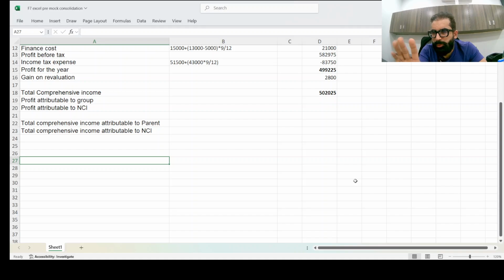The other workings I am not doing because I have done it on my iPad. Working for NCI, listen. And yes, I have explained this to you in great detail. I have already explained this as well.